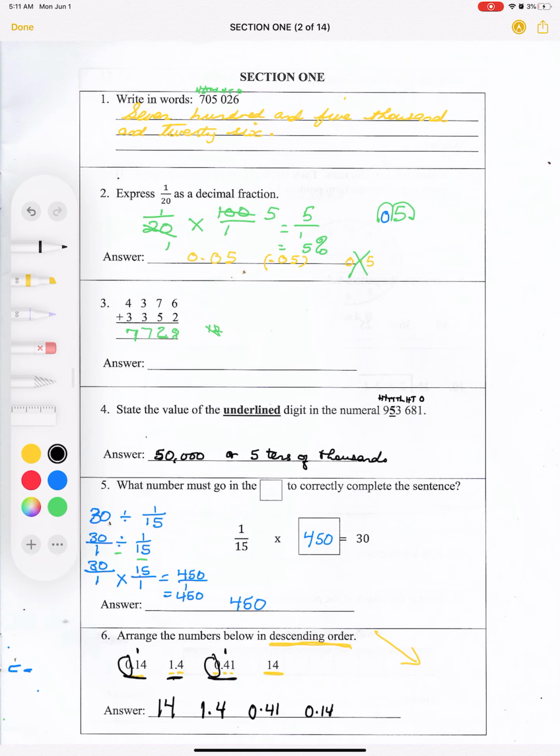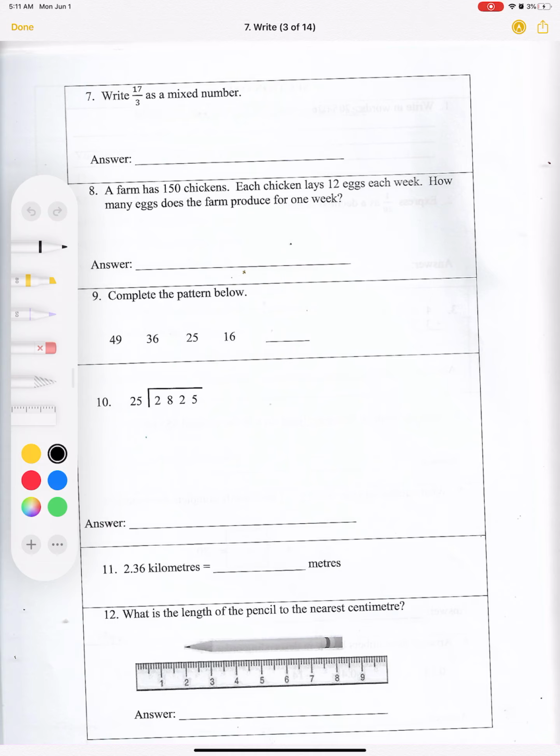Write 17 over 3, 17 thirds, as a mixed number. All right, we learned a little rap for that. Divide the numerator by the denominator. Your answer becomes your big whole number. Remainder becomes your numerator, and just use the same denominator. So let's go. We're dividing 17 by 3.